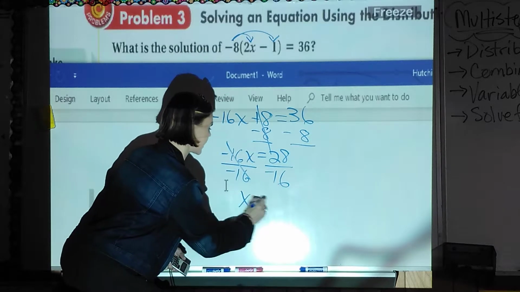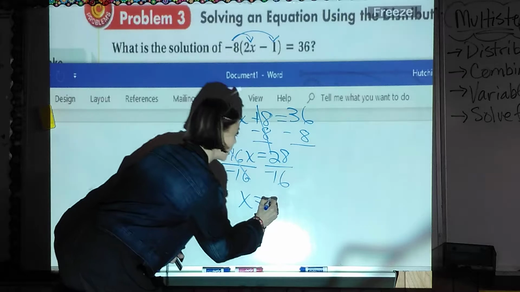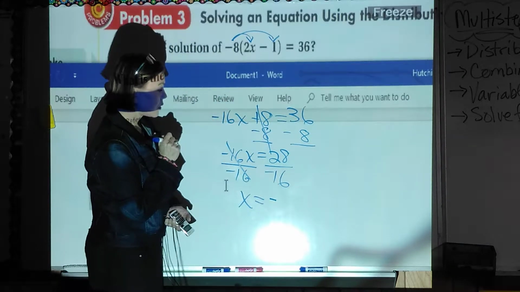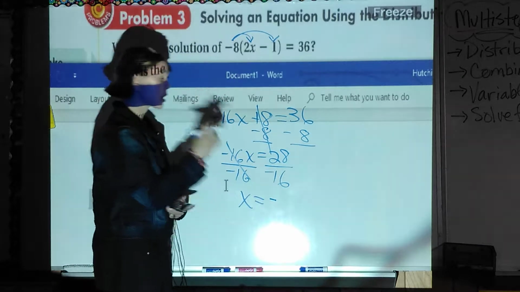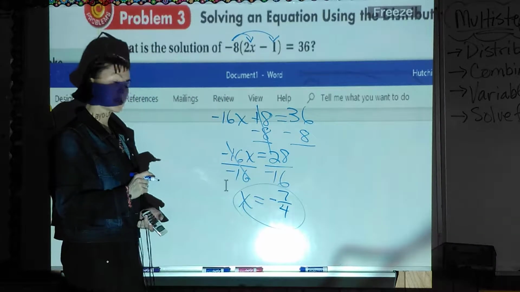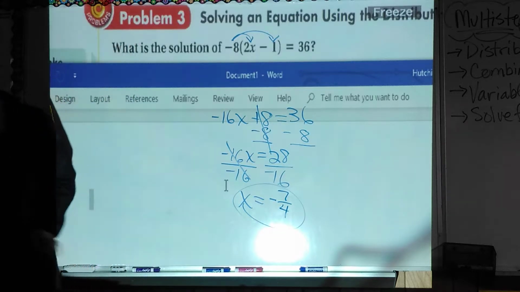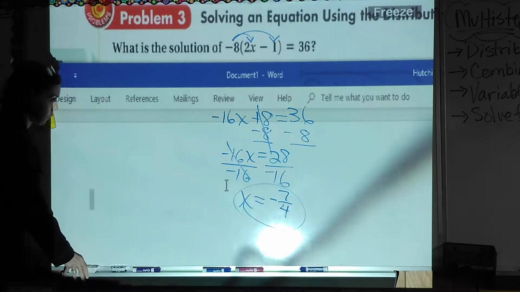Those cancel, x equals. Now, a positive divided by a negative gives us a negative, so we're going to put a negative here. And those are both multiples of 4, so we have 7/4. Our answer is -7/4, okay? So, I'm moving on to the next example.